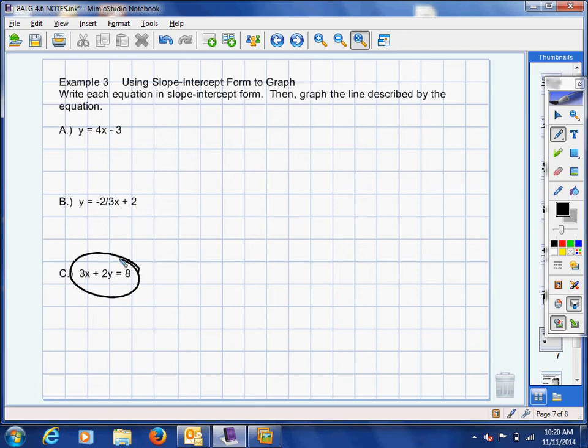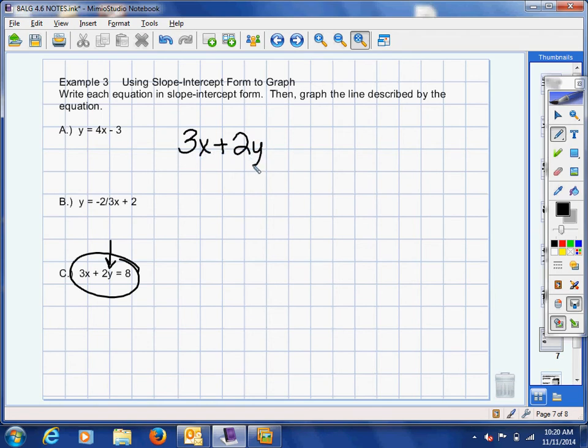For what variable is slope-intercept form solved? If you said y, you're correct. Well, we don't have the y by itself on one side, but we can rearrange this. So let's rearrange it, and I'm going to just create some room. I may have to erase, but that's okay.